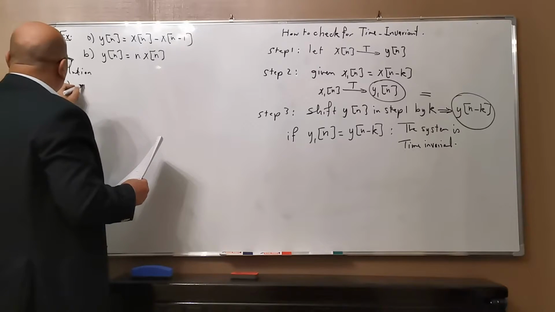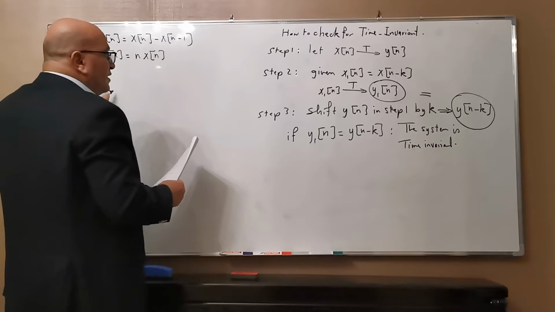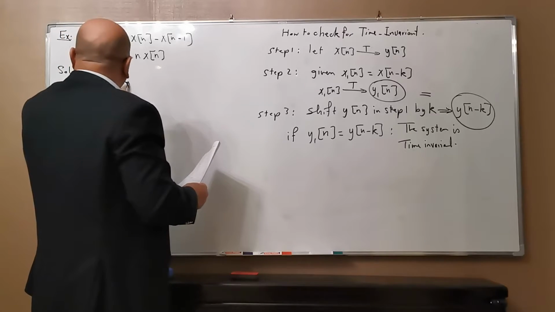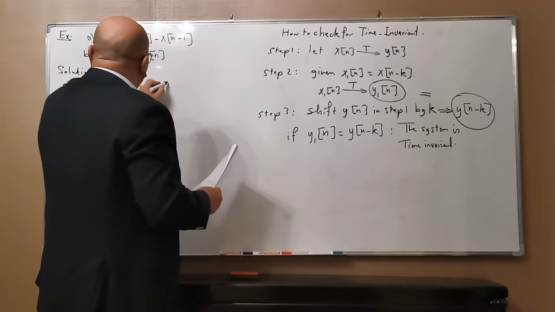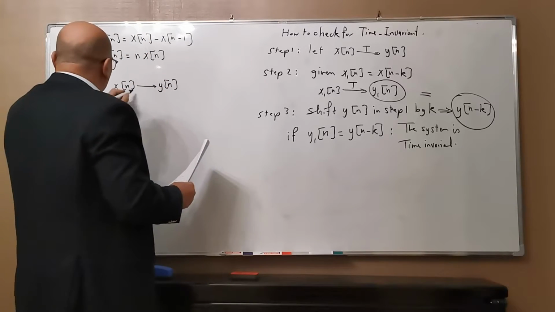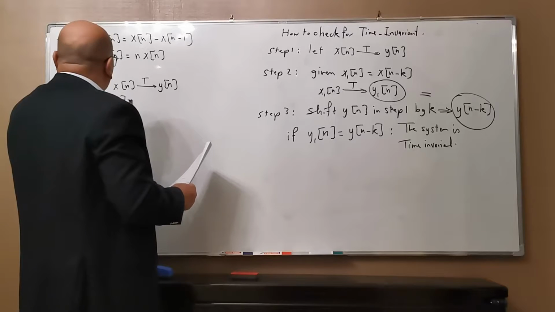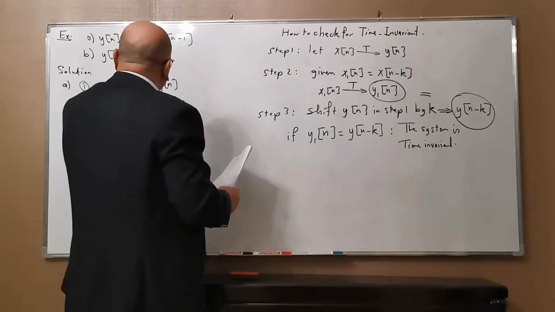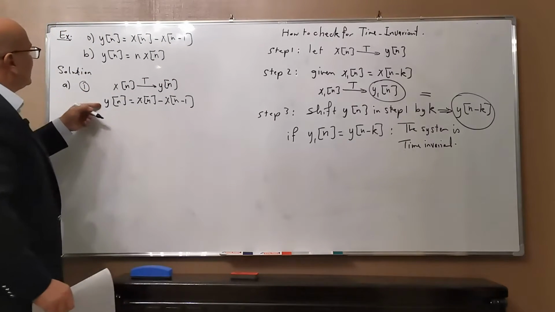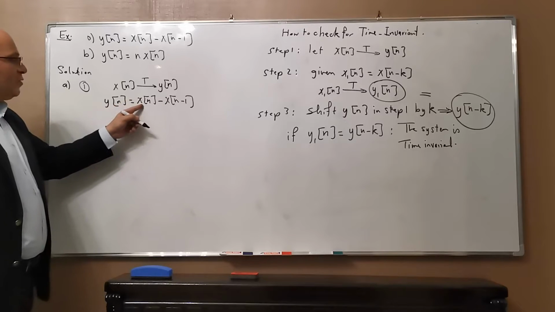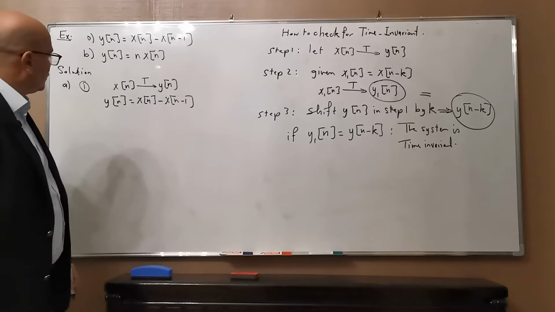Step number 1, apply the system itself. So apply x of n and get y of n. So we have y of n equals x of n minus x of n minus 1. Actually the first step is just stating the system itself: y of n equals x of n minus x of n minus 1.